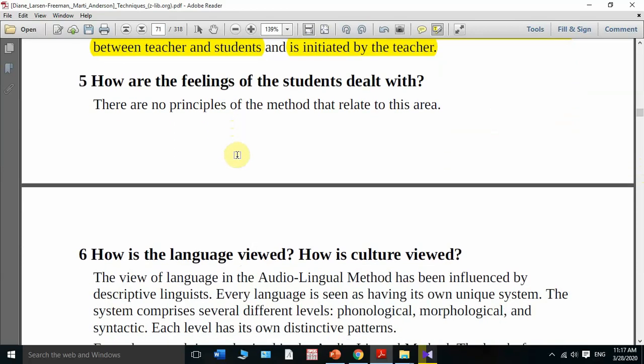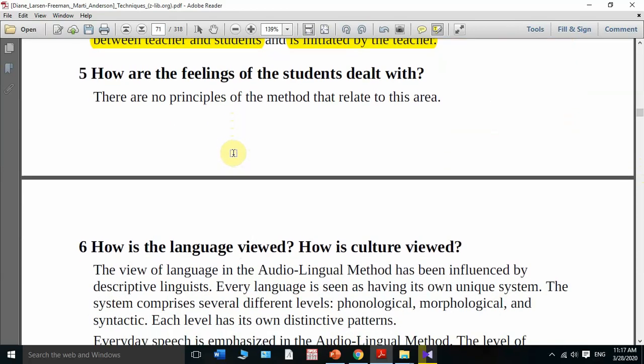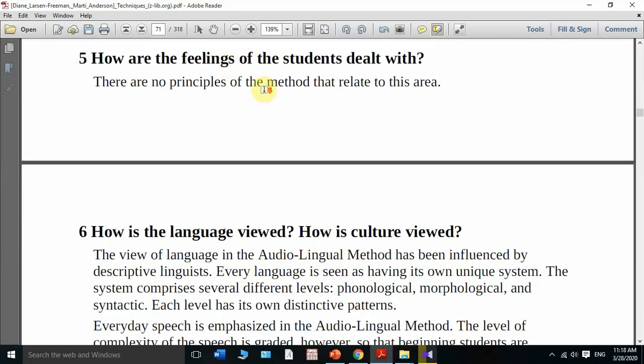Question number 5. How are the feelings of the students dealt with? Well, as you remember, we didn't have anything in the GTM, nor did we have pretty much of things about feelings in the direct method, so we don't have it here as well. So nothing about the feelings.